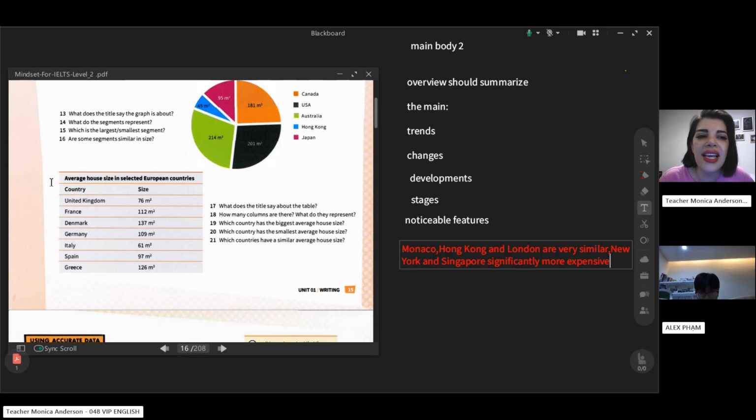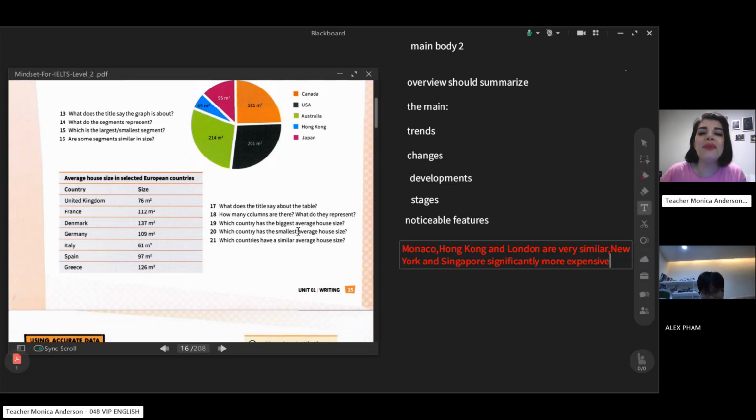What does the title say? "Average house size in selected European countries." Yep, very good. And how many columns are there? What do they represent? Two. And what do they represent? Countries and size. Very good, country and size.